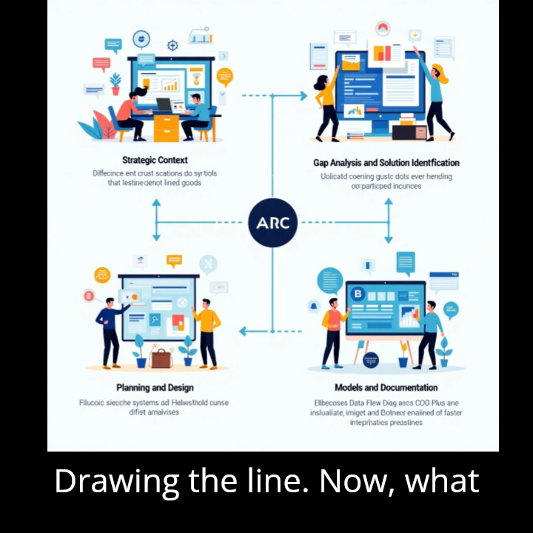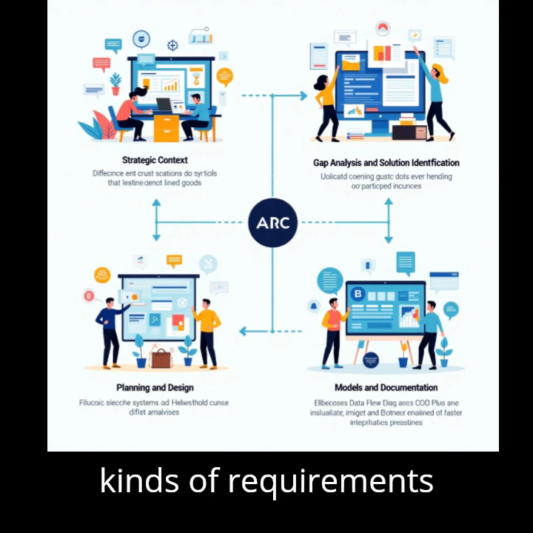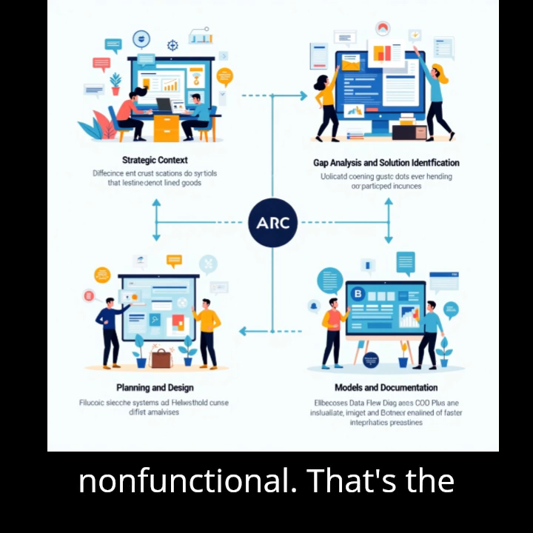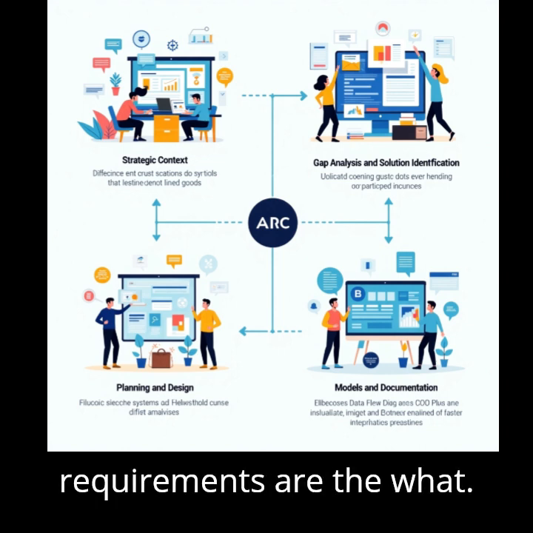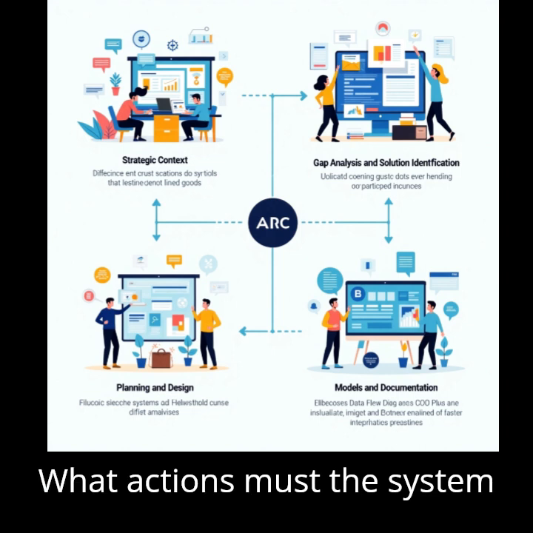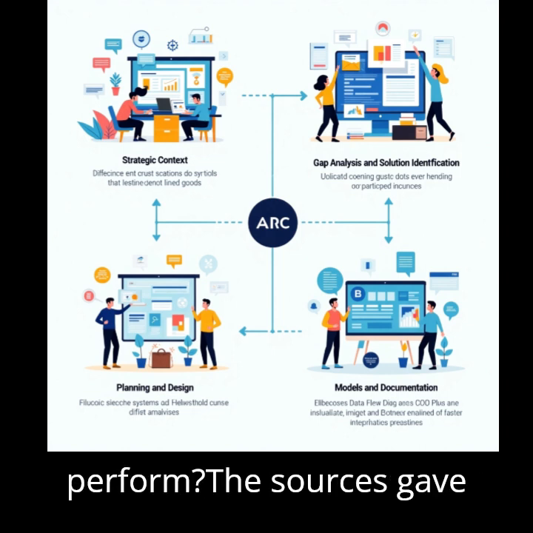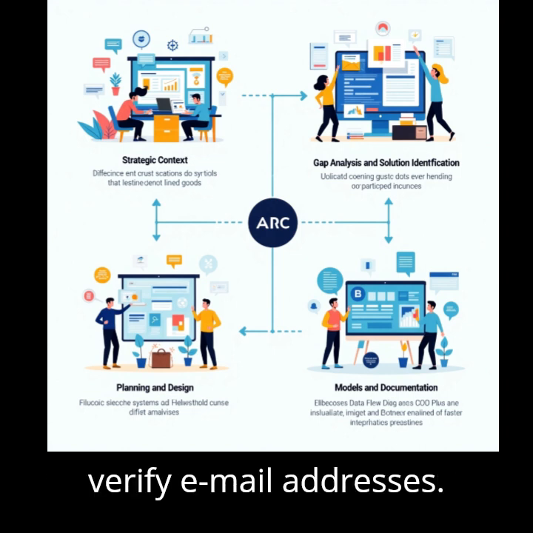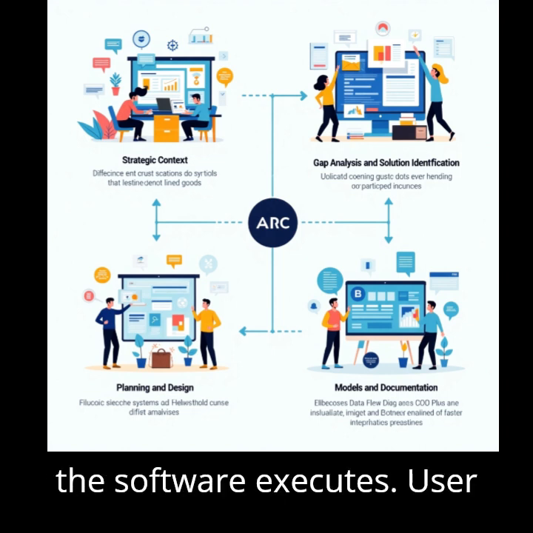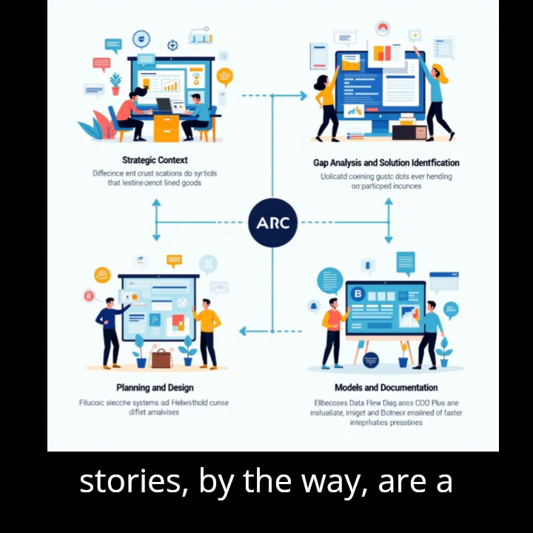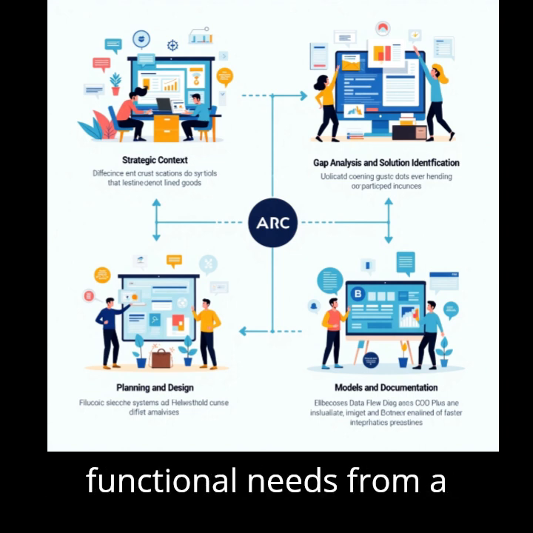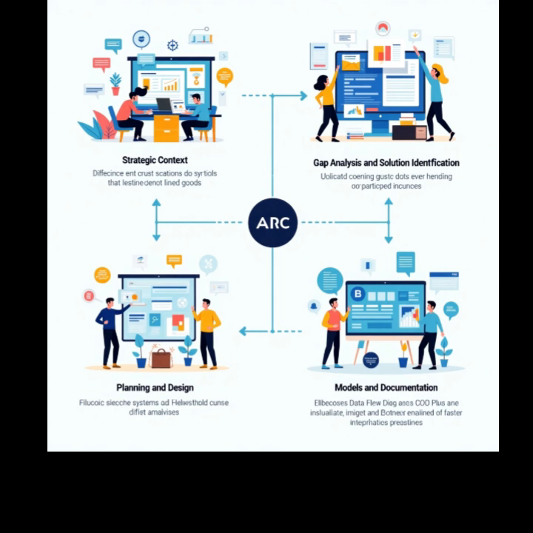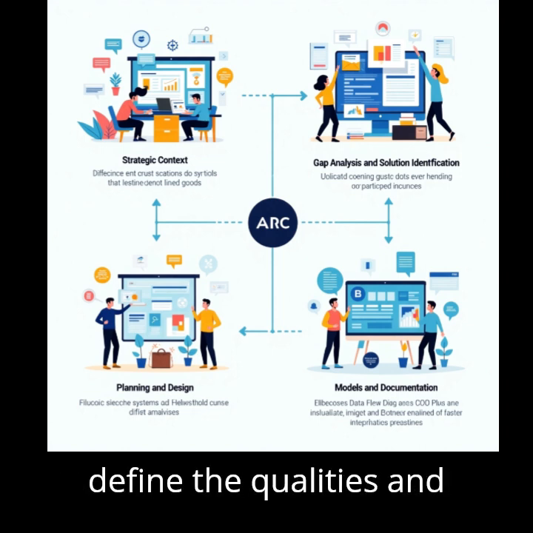Right, drawing the line. Now, what kinds of requirements actually go into the SRS? We mentioned functional and non-functional. That's the core distinction. Functional requirements are the what. What actions must the system perform? The sources gave examples like user must be able to sign up, system must verify email addresses. They're the specific tasks the software executes. User stories, by the way, are a great way to figure out these functional needs from a user's viewpoint. Okay, the what. And non-functional is the how well.